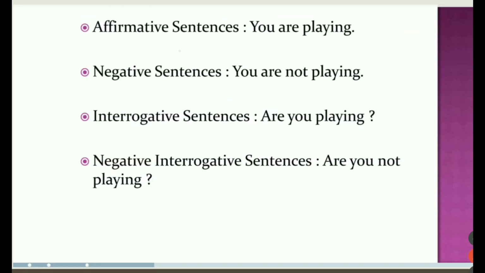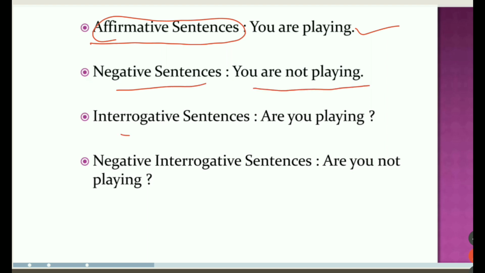So, let us see the example. In affirmative form, how will we write? You are playing. Negative form would be you are not playing. Interrogative form would be are you playing? And are you not playing would be the negative interrogative sentence.